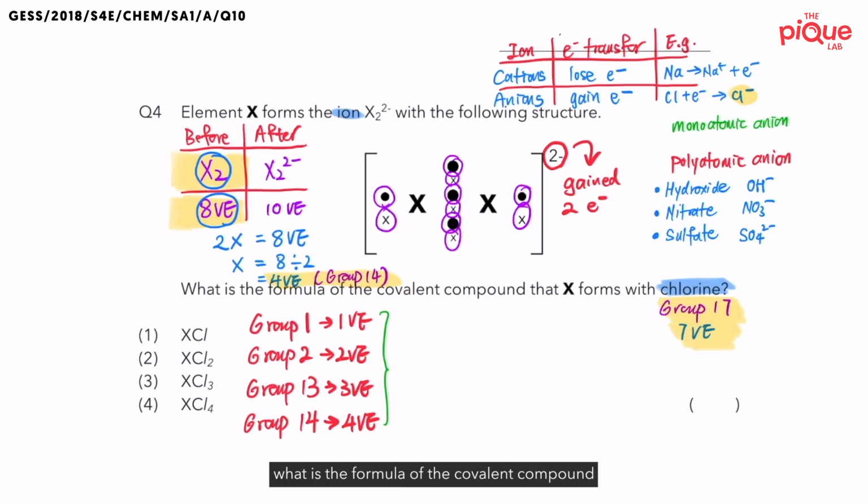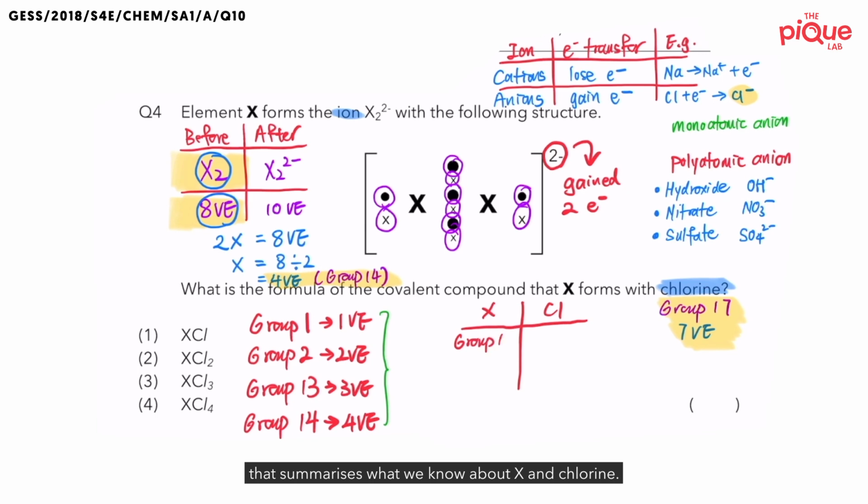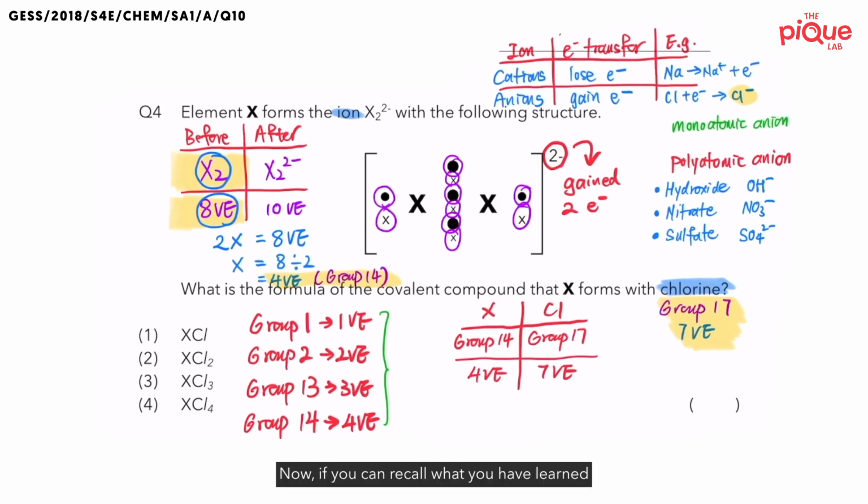The question asks, what is the formula of the covalent compound that X forms with chlorine? To help you to solve this question, let us draw another table that summarizes what we know about X and chlorine. Now, if you can recall what you have learned for covalent bonding, how many electrons do you think the valence shell should have in order for the particular atom to attain stability? Can you still remember the magic number? The magic number is 8 for most of the atoms except hydrogen and helium.